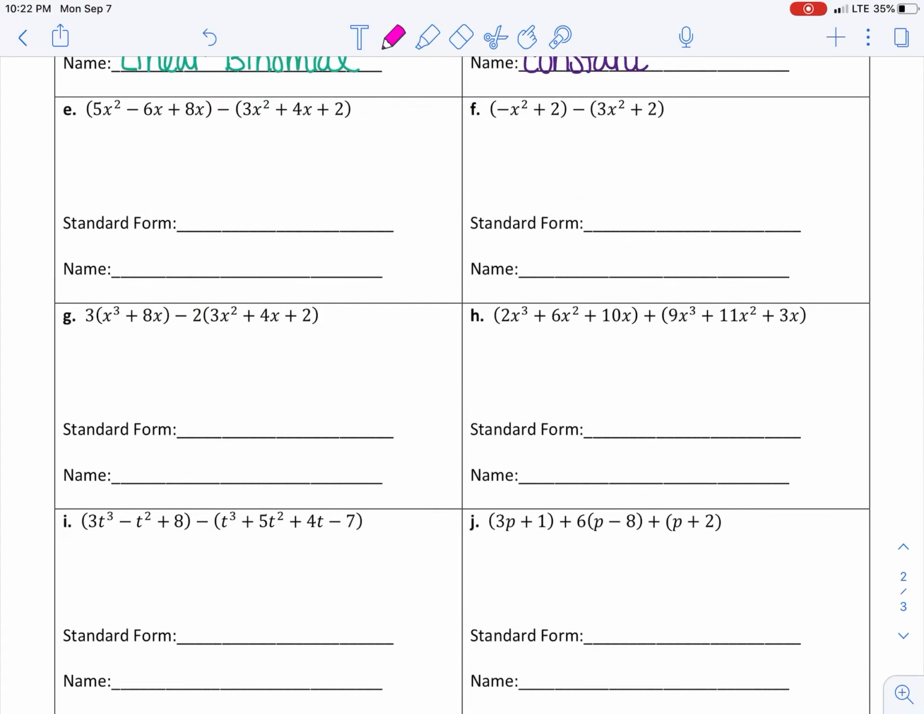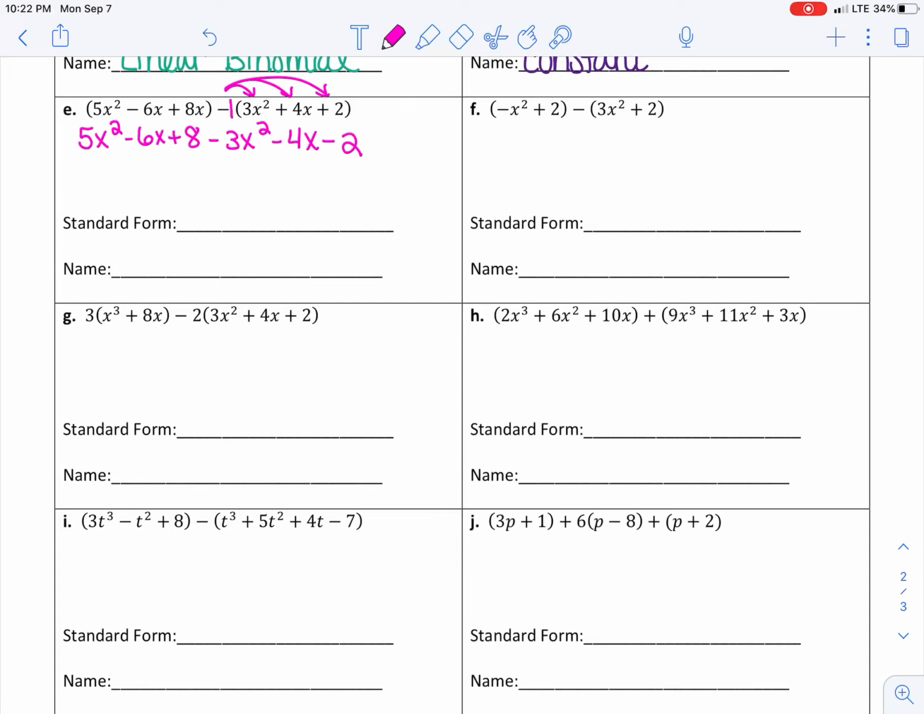If you look at letter E, we have that negative sign here in the middle again, so it's like multiplying by that negative 1. Everything in front of that negative sign is just going to be rewritten. Okay, and that negative 1 is going to distribute to every term inside my parentheses. So I'm going to take negative 1 times 3x squared, and I get negative 3x squared. So again, just changing all my signs. Negative 1 times 4x is going to be negative 4x. And negative 1 times 2 is going to give me negative 2.